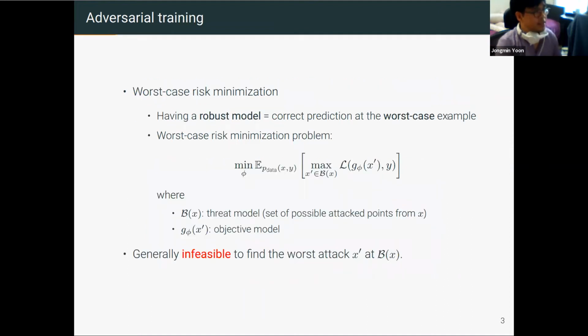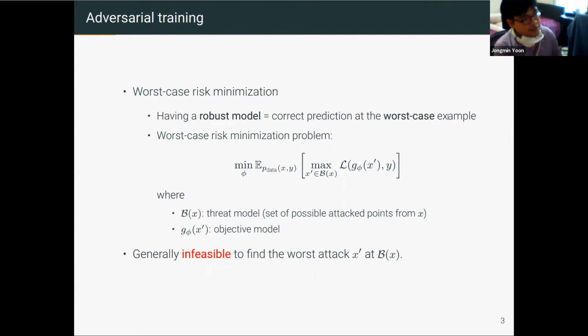To remedy these adversarial attacks, we use a worst-case risk minimization problem. Having a robust model is equivalent to having correct predictions at the worst-case examples, even when the worst-case example is given. The worst-case risk minimization problem is given as the optimization problem below. This is to minimize the parameters of the neural net with respect to the maximal loss over the threat model. The threat model is defined as the set of possible attack points from x, and g_phi(x) is the objective classifier model.